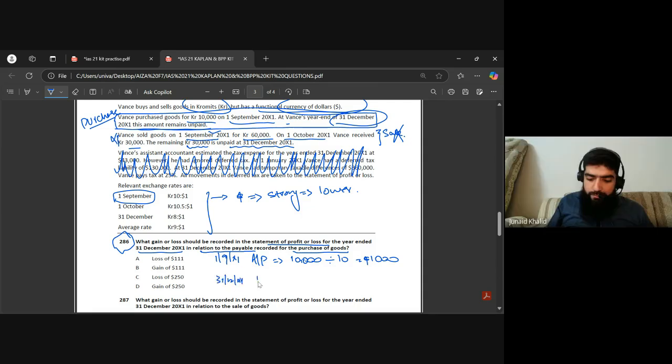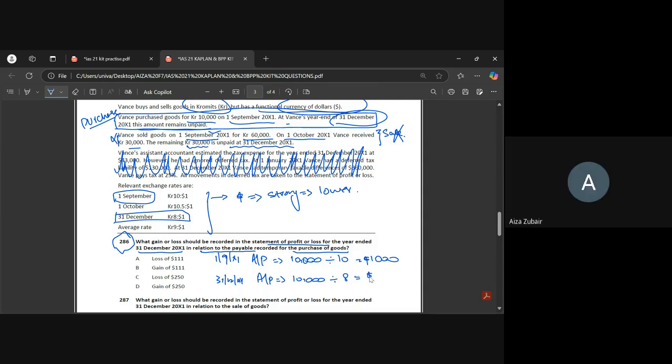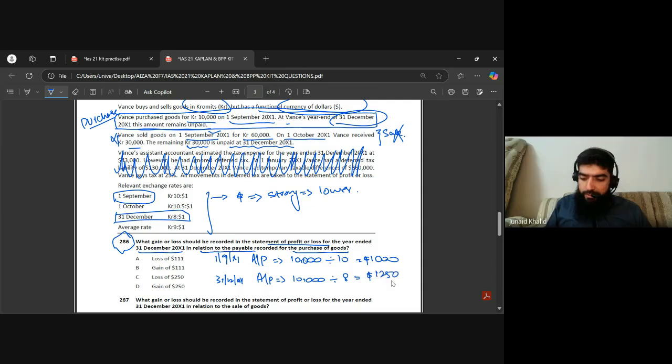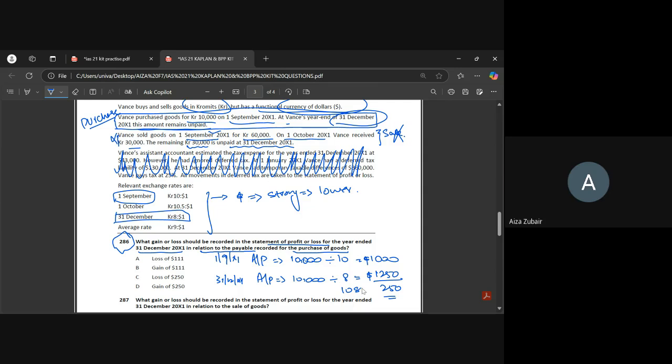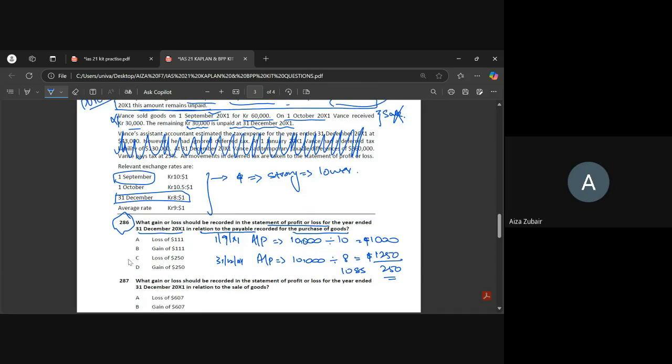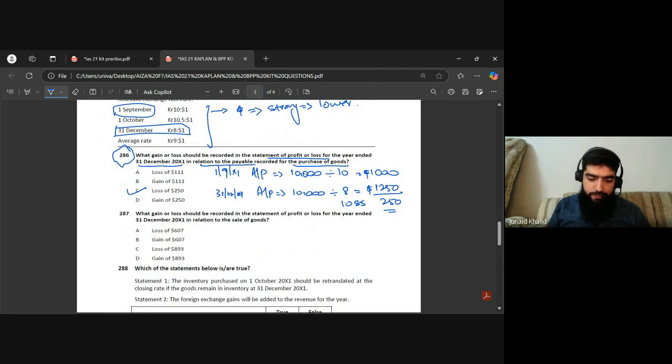Yes. So it means the account payable will be 10,000 kromet divided by what? 8. Very good. Excellent. So on 31st December, what is going to be the amount? 1,250. So the liability is increased or decreased? It's increased by 250. It's a loss. Excellent. Very good.